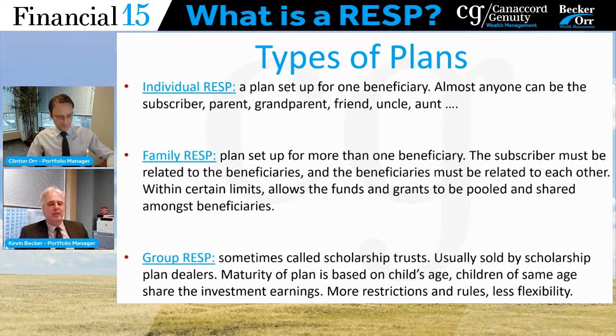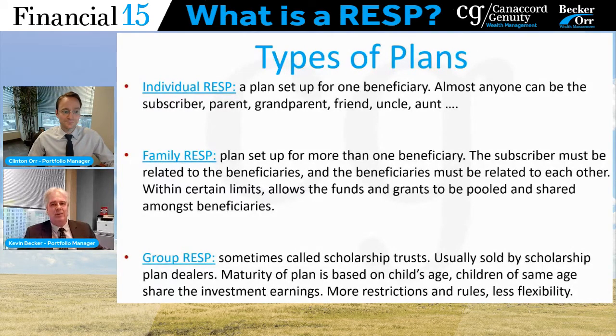The individual RESP is basically set up for one person or one child in particular. So if you plan on having one, an individual is the way to go and start out that way. Individual plans also can be converted to family plans down the road if there are more children added. So the individual plan, basically everything goes in there. It can be a subscriber that is a parent, grandparent, uncle, aunt, relation, or even a friend. This is important to know, that there are a lot more people that can open an individual RESP. Whereas the family plan is set up for more than one beneficiary. That would be multiple kids underneath that.